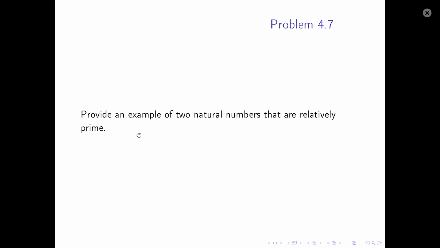Now, another important thing is to provide examples of two natural numbers that are relatively prime. I'd prefer if you pick two numbers that are not already prime. Obviously, any two numbers that are both prime are relatively prime, but go ahead and find something else.